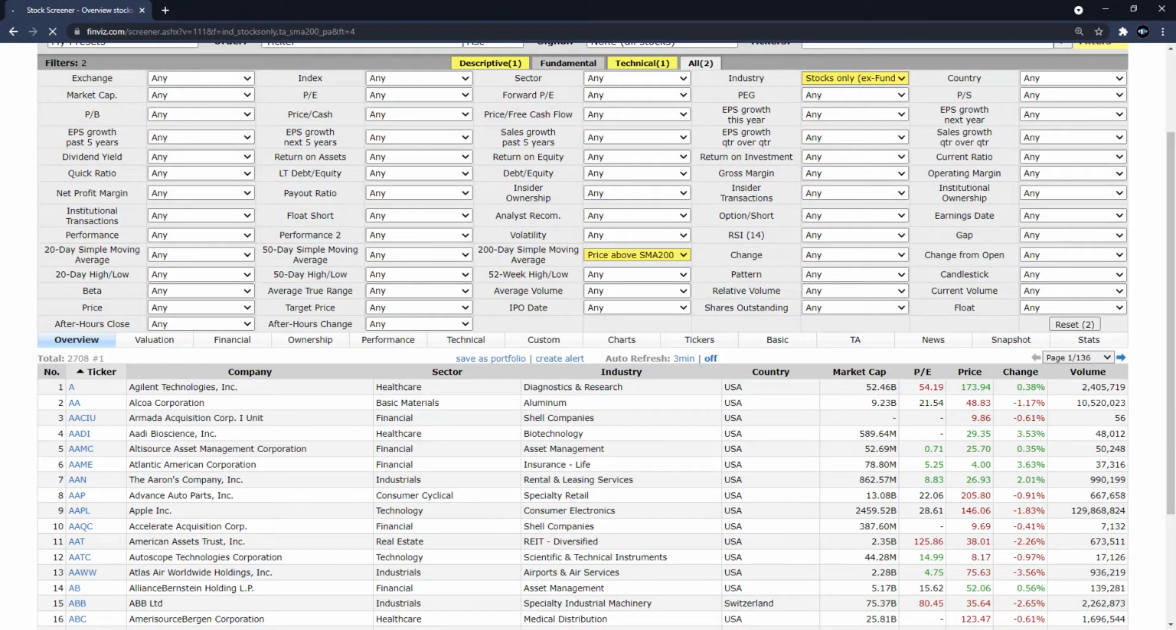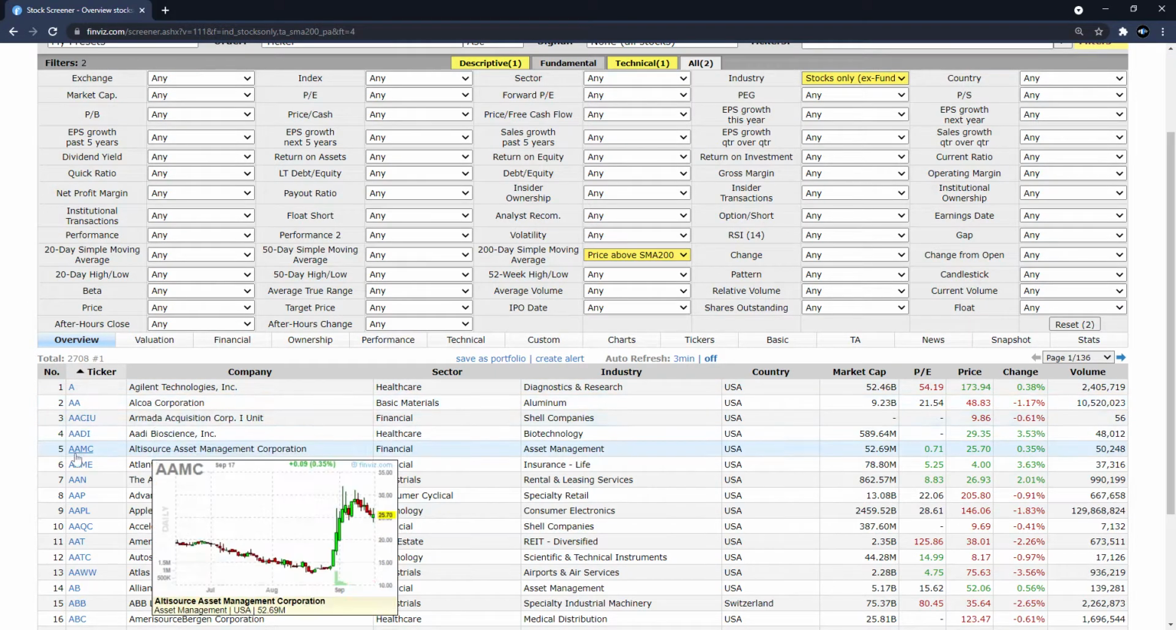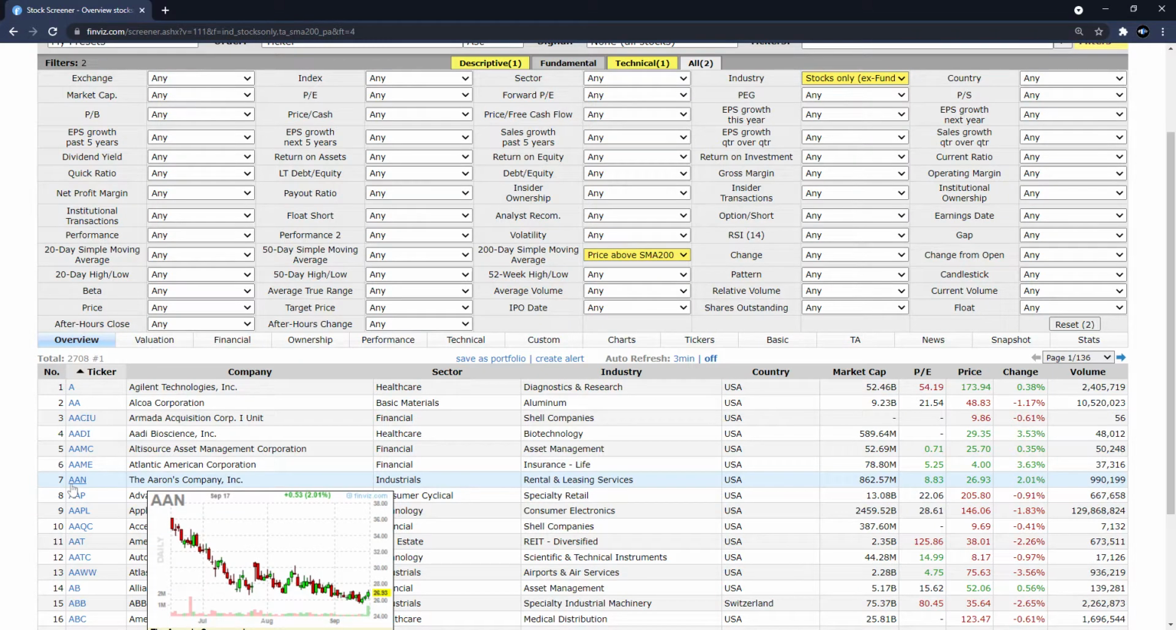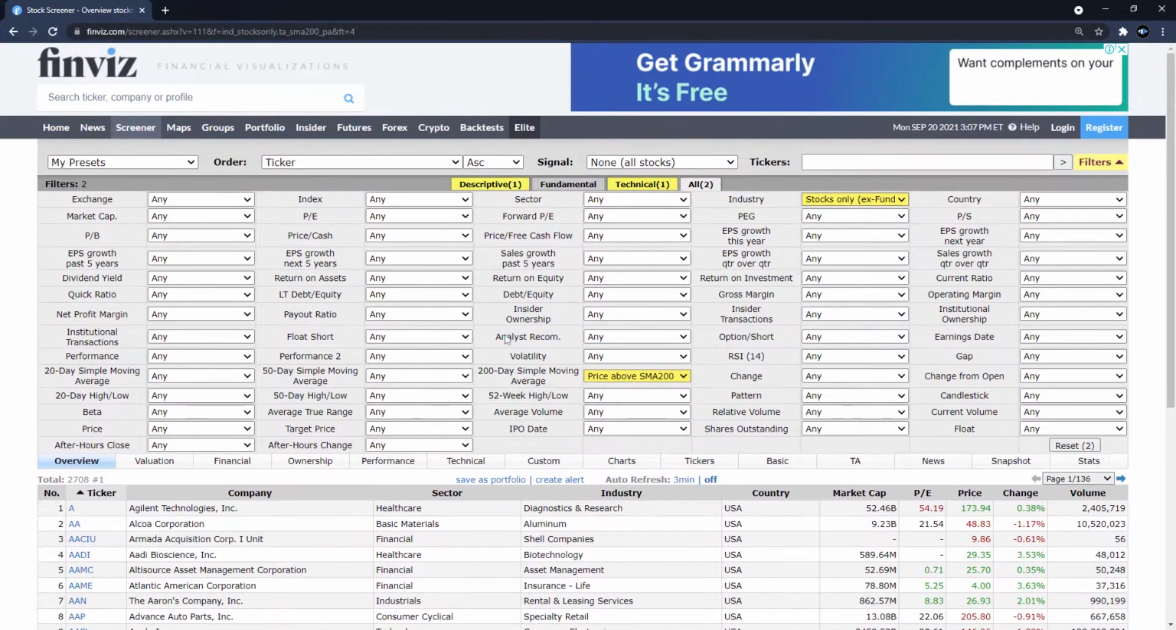Right here, we are left with 2,708 stocks that are in a potential uptrend. As you can see, every single stock here is, for example, this one is in a downtrend, but overall for the short term, yeah. Overall, the next thing I'm going to fill in is the average volume.